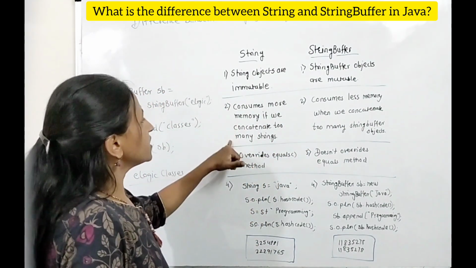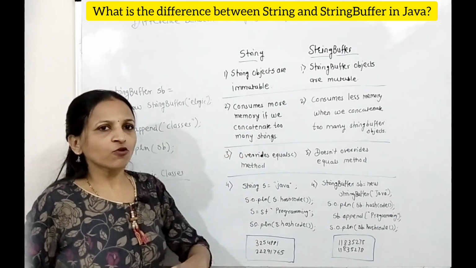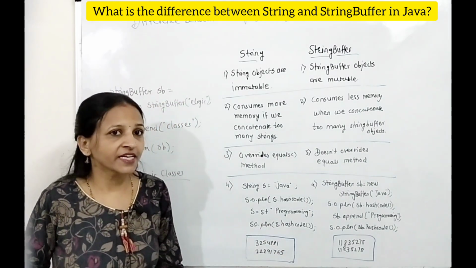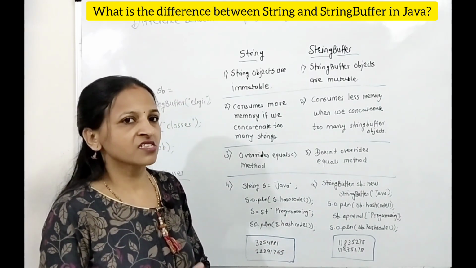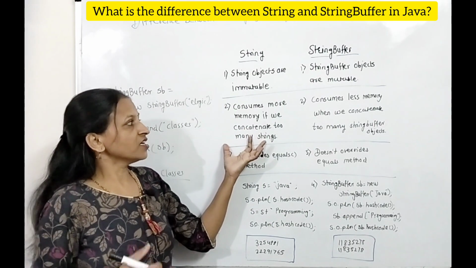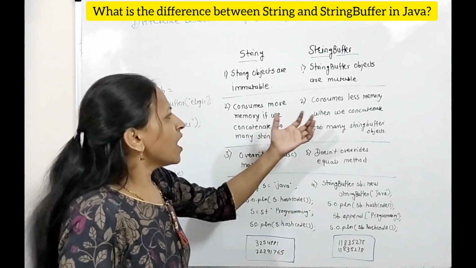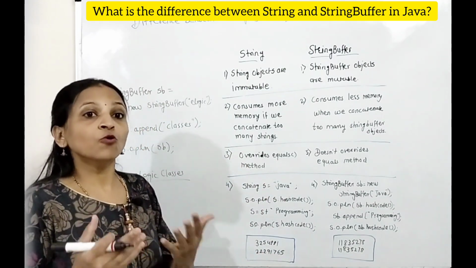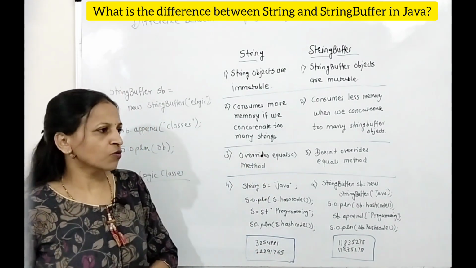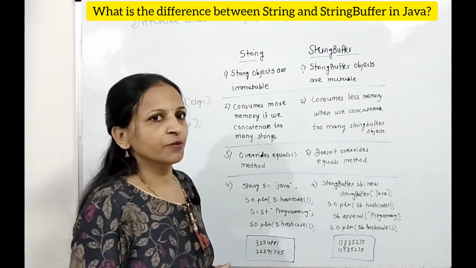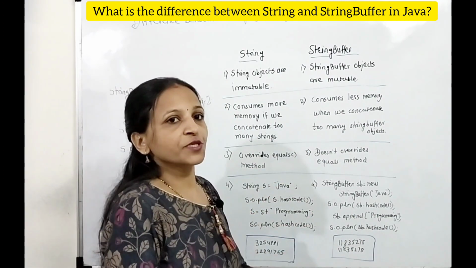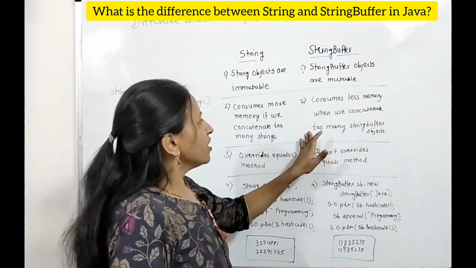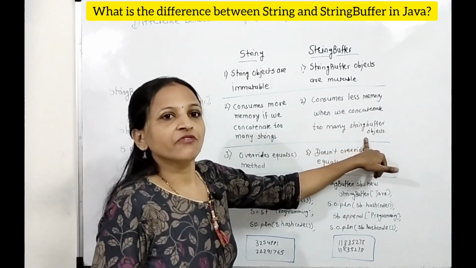Suppose we have created a string object and we are concatenating too many strings. Again and again, new objects will be created with those modifications. That's why it will take more space and more memory. As compared with that, a StringBuffer object will not take more memory if we are doing concatenation again and again, because it will not create new objects again and again. That's why it consumes less memory if we concatenate too many strings using StringBuffer.